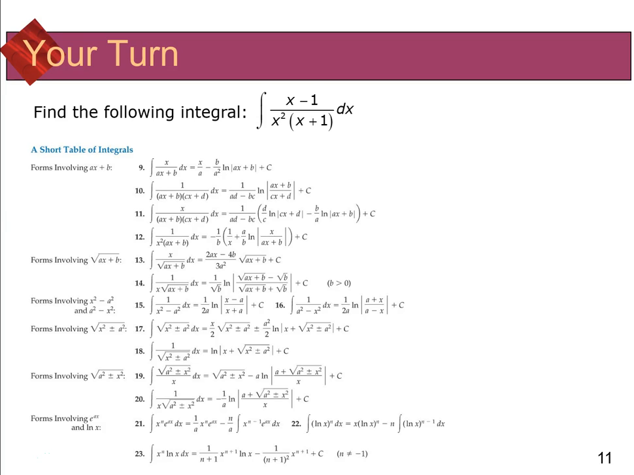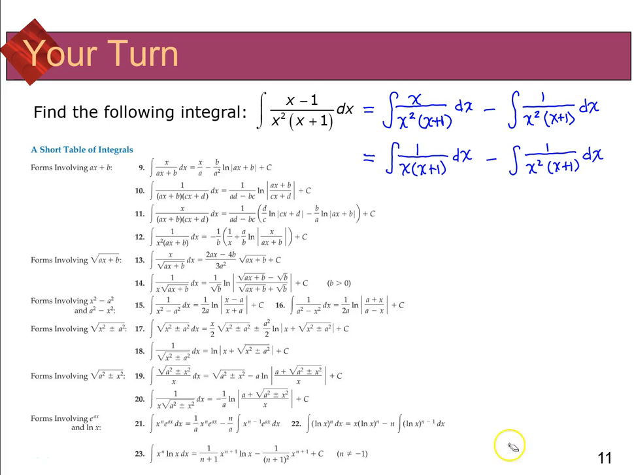Well, of the options that I've given you, the best option to go with is to separate this into a subtraction of two different integrals. I can separate this into the integral of x over x squared times x plus 1 dx minus the integral of 1 over x squared times x plus 1 dx. In the first integral, I can have a little bit of cancellation with my x and x squared. And so the first integral becomes the integral of 1 over x times x plus 1. And the next one still stays the integral of 1 over x squared times x plus 1 dx.